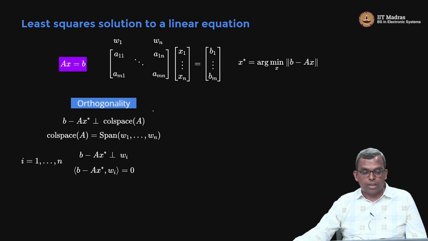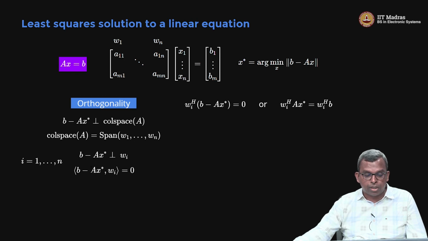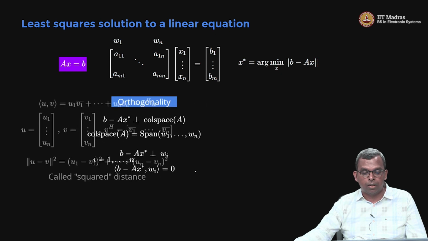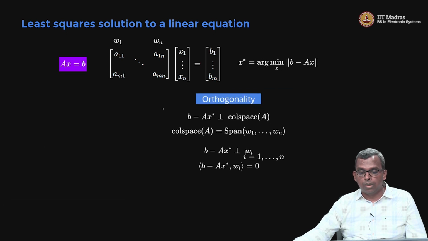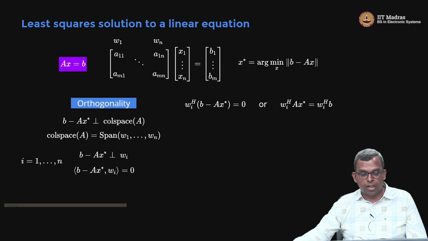Let us move this orthogonality to the side, and notice that this inner product equal to 0, ⟨B − Ax star, Wi⟩ = 0, is the same as Wi Hermitian times (B − Ax star) equals 0. That is the same condition we saw. If you go back to the previous one, the inner product ⟨u, v⟩ is v Hermitian u. That is all I am using here. So this inner product I am writing as Wi Hermitian times (B − Ax star) equal to 0. This I can multiply throughout and get Wi Hermitian A x star equals Wi Hermitian times B.